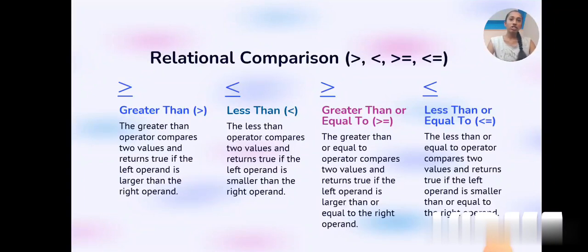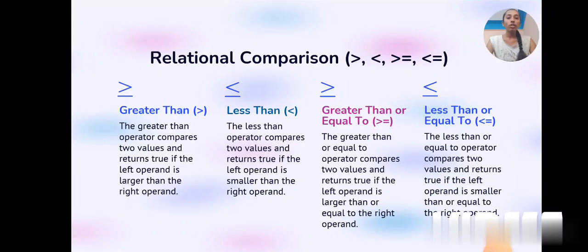The second one is relational comparison. In relational comparison, there are four types. That is greater than, lesser than, greater than or equal to, lesser than or equal to. Let us see one by one. First, greater than. The greater than operator compares two values and returns true if the left operand is larger than the right operand. The second one is less than.